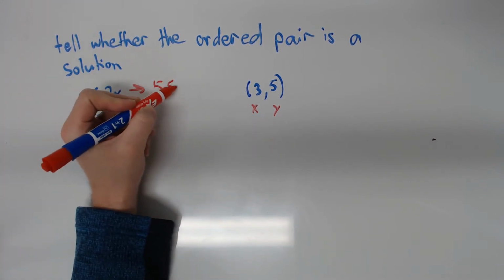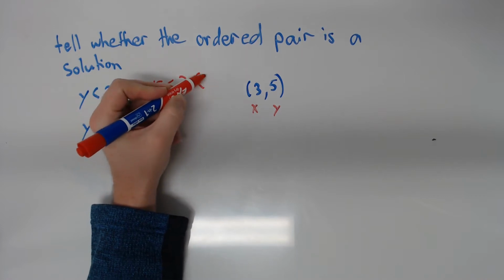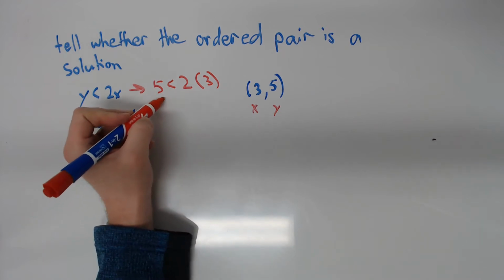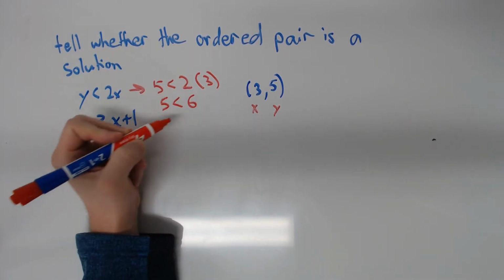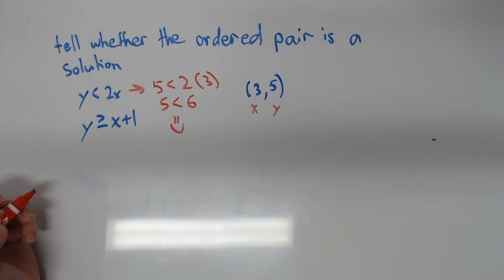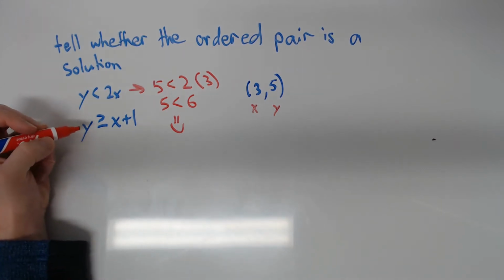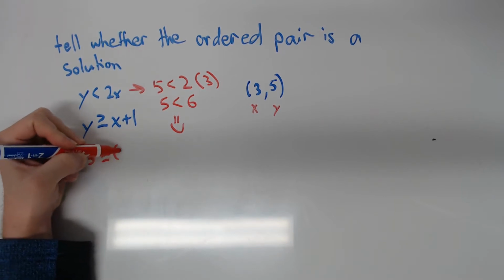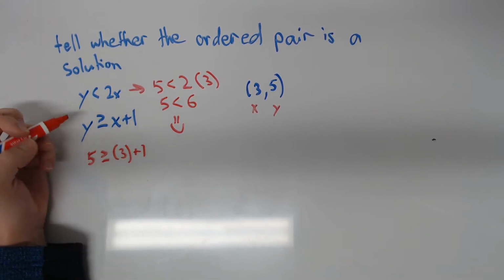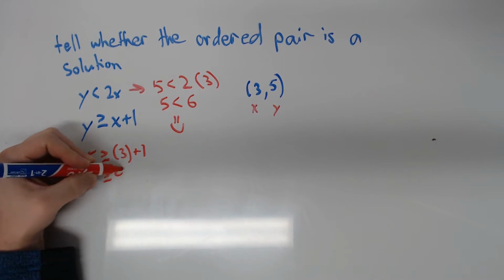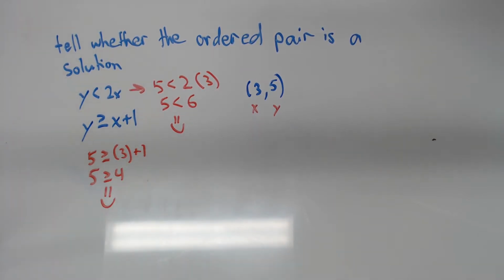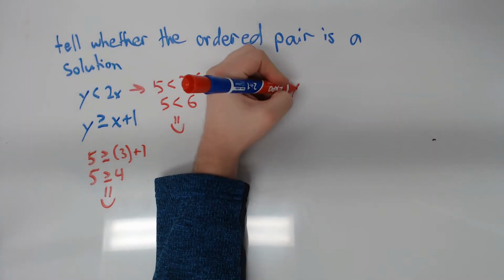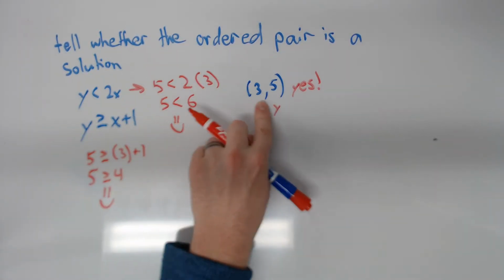5 less than 2 times 3. Plugged in my 5 and my 3. 2 times 3 is 6. That one's good. 5 is less than 6. All right, let's check the second one. 5 for y again, greater than or equal to 3 plus 1. 3 plus 1 is 4. So that one works, because 5 is definitely greater than or equal to 4. All right, so yes, that one is a solution.